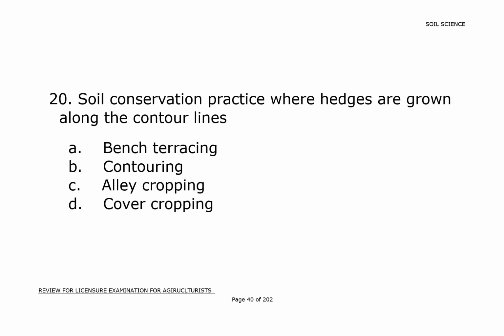Number 20. Soil conservation practice where hedges are grown along the contour lines. A. Bench terracing, B. Contouring, C. Alley cropping, or D. Cover cropping. The answer is alley cropping.